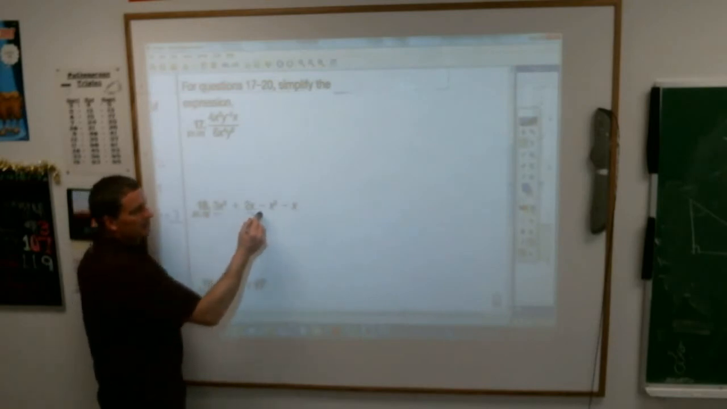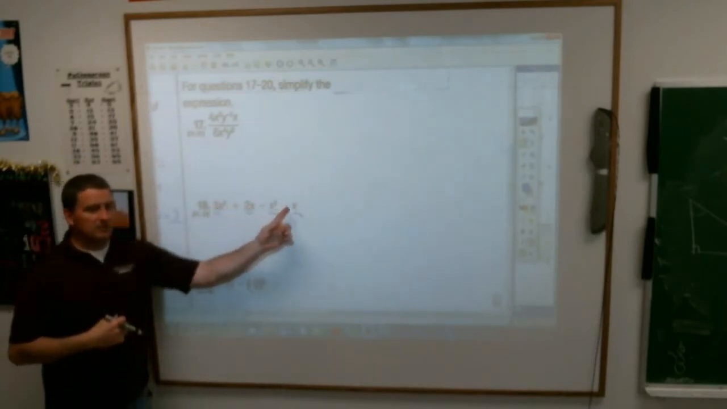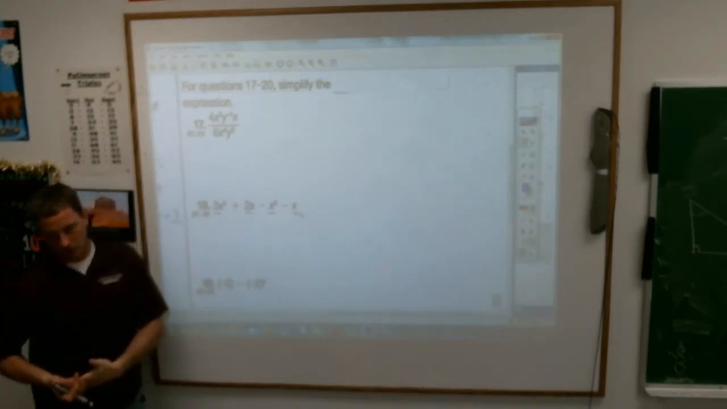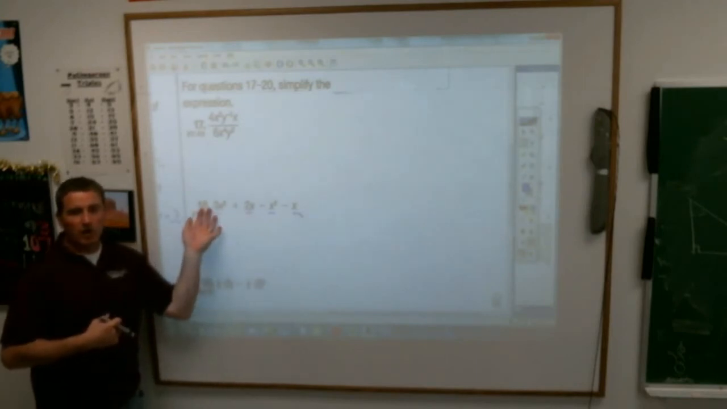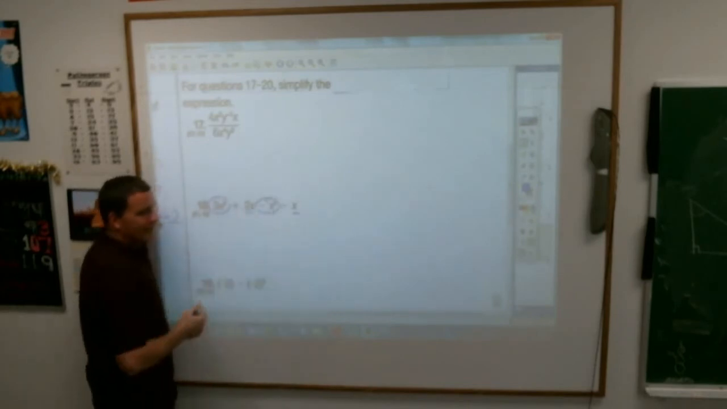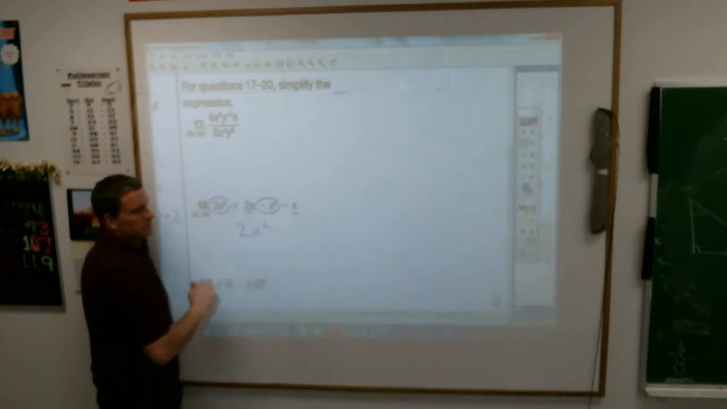Please understand, adding like terms, or combining like terms. Yes, these are all x's. Okay, but they have to be letters with the same exponents as well. And x squared is not the same thing as x. So you can only put 3x squared and take 1x squared away. That means you're left with 2x squareds.